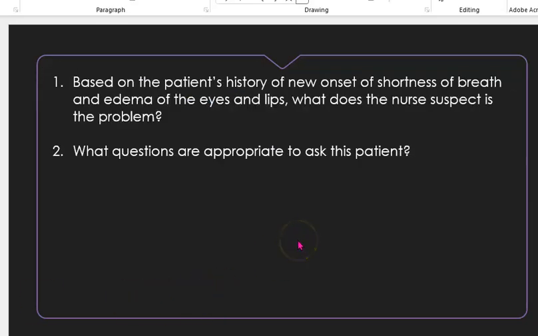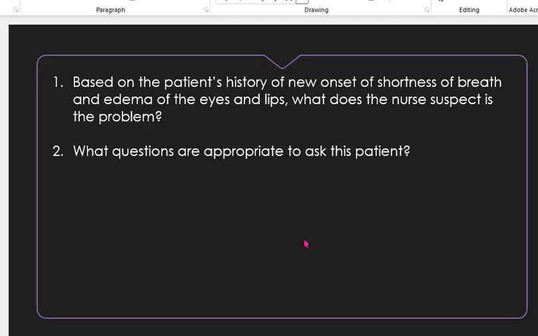Based on the patient's history of new onset of shortness of breath and edema of the eyes and lips, what does the nurse suspect is the problem? The nurse anticipates that the patient may be having an anaphylactic reaction. The patient stated that she was allergic to latex. This allergy has been linked to contact with latex gloves. Not Lasix, the medicine.